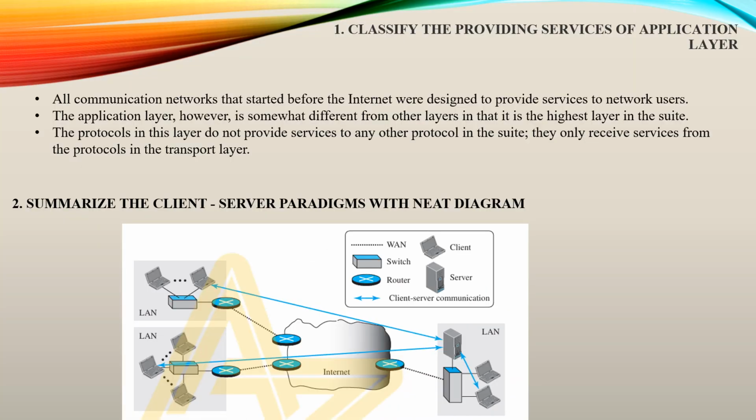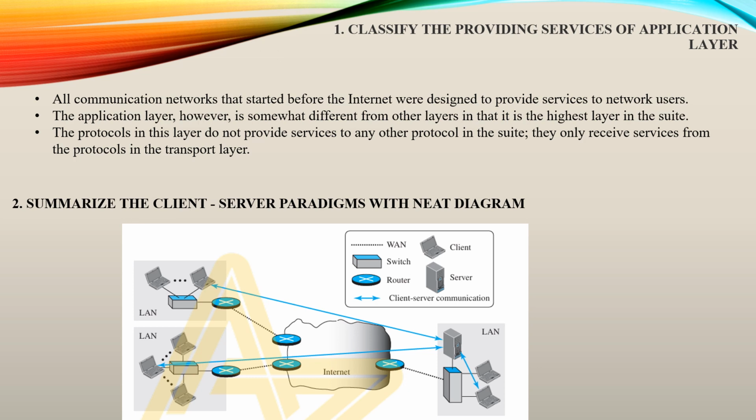First question, classify the providing services of the application layer. So till now we have seen different layers: physical layer, data link layer, network layer, transport layer. All these layers had their own services like error control, flow control, congestion control, multiplexing and demultiplexing. So various services were provided by different layers. Now in the application layer, the logic is a little different.